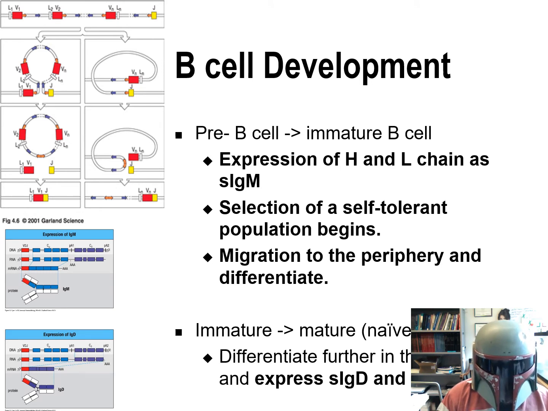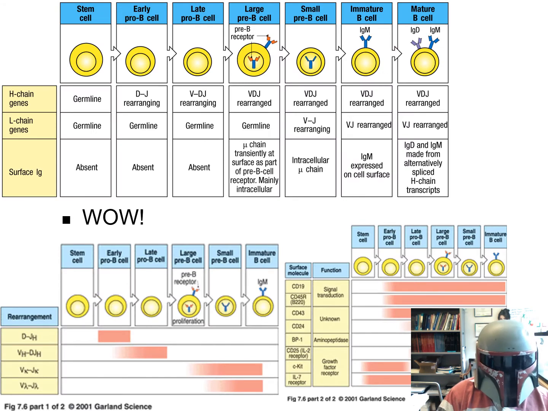Then once we develop that population that is self-tolerant, then we can go out to the periphery in the lymph node, spleen, etc., and look for problems, trouble. So this process goes from immature cells to mature cells, and this naive word means that you haven't yet encountered antigen. Then we'll go into these different expressions of surface IgD and IgM over here, and we all know how that happened from the last exam.